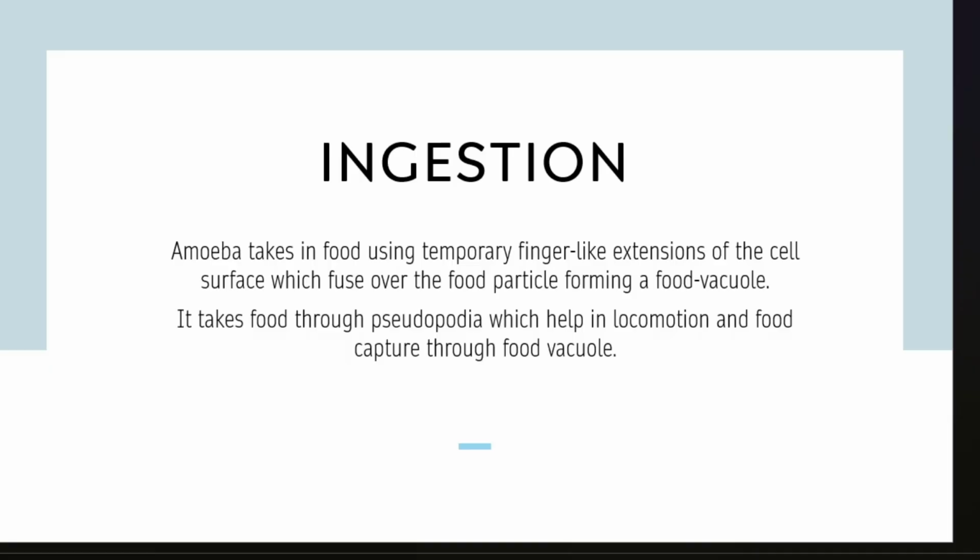Okay, that they form a food vacuole. And after that, the food, through the pseudopodia which help in locomotion and food capture, through the food vacuole, now moves on to another location. ठीक है, किसकी मदद से, सूडोपोडिया की मदद से वो एक जगह से दूसरी जगह मूव करेगा एंड इट कैप्चर्स द फूड इनटू द फूड वैक्यूल. जो फूड है अब वो फूड वैक्यूल में कैप्चर कर लिया है उसने अपनी बॉडी के अंदर आके.